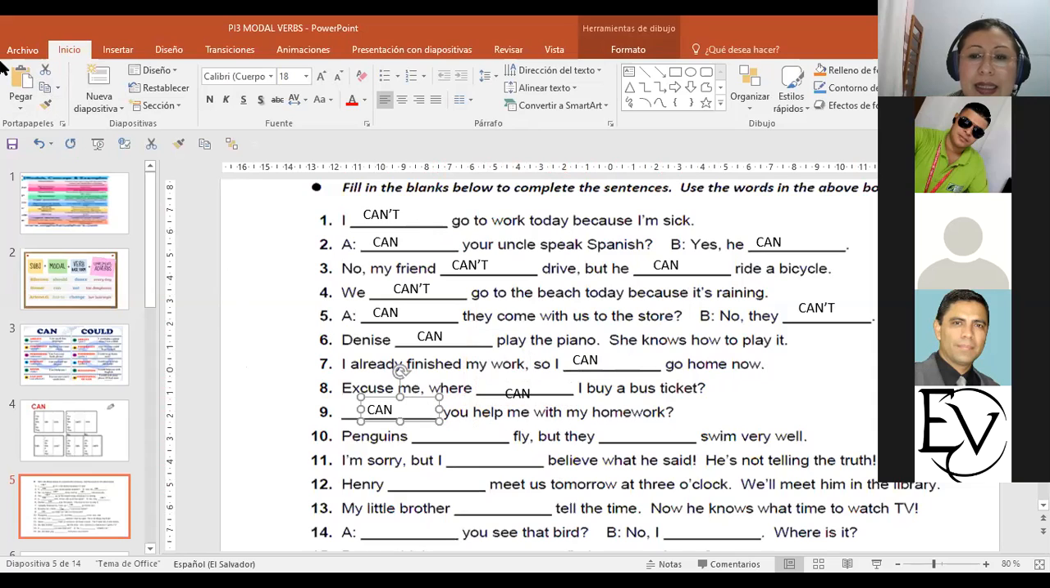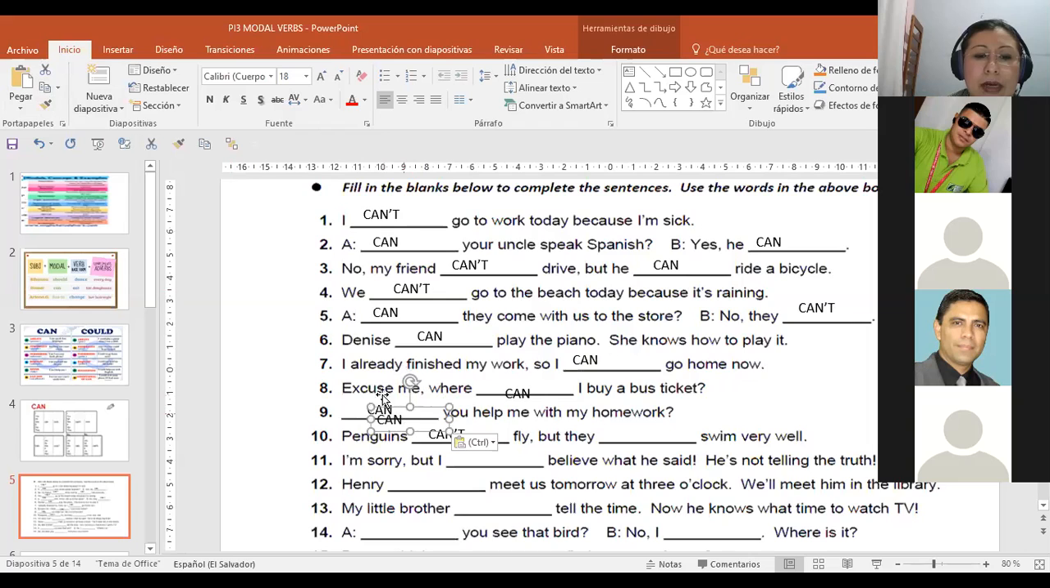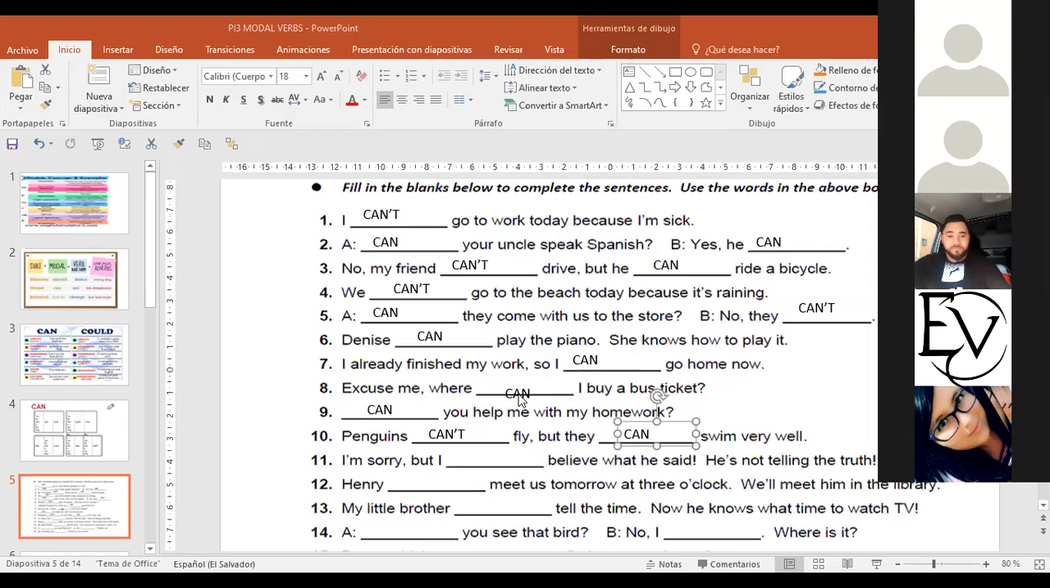Julie? Yes. Number 10. They can't fly, but they can swim very well. Okay, very good. It says that they don't have one ability, but they have the other one very well developed. Okay, very good. Thank you, Julie. Okay, let's see. What about number 11? Me. Okay. I'm sorry, but I can't believe what he said. He's not telling the truth. Okay, very good. It's when we are complaining about something that someone said that is not true. Very good. 12?